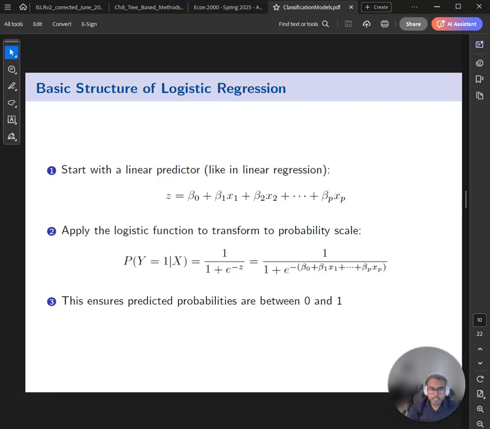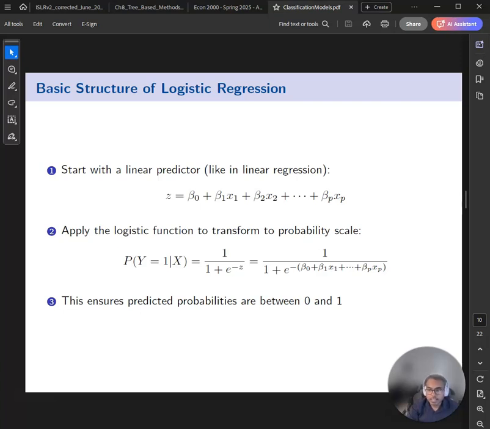So let's now look at the basic structure of a logistic function. The structure has three key steps. First, we start with what's called a linear predictor. This looks very similar to what we use in linear regression. We have our intercept beta naught plus the sum of our predictor variables, each multiplied by the respective coefficients. So beta 1 x1 plus beta 2 x2 up to beta p xp. We can call this the combined value z.